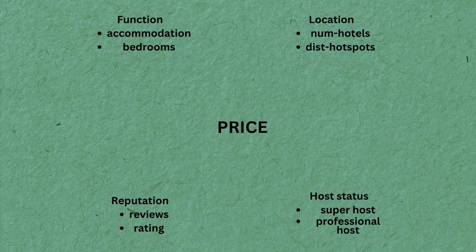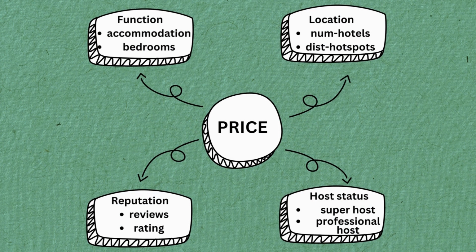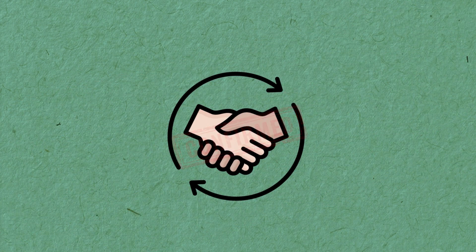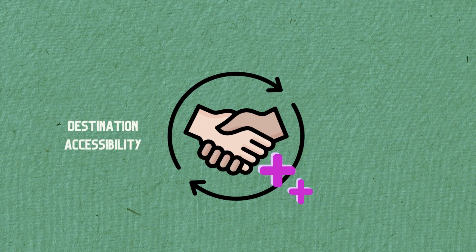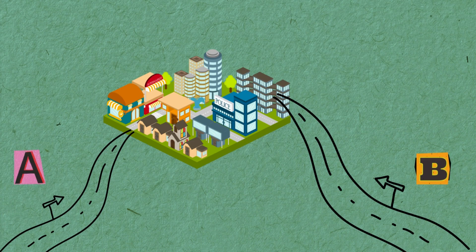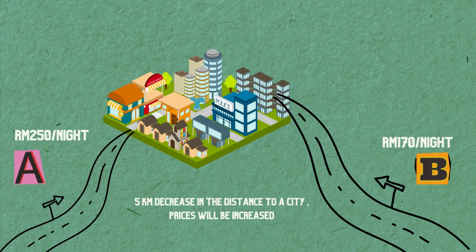The proposed conceptual framework for the hedonic pricing of Airbnb listings includes four aspects: functional attributes, reputational attributes, host status attributes, and locational attributes. Existing studies have confirmed a positive correlation between destination accessibility and listing prices, that is, the closer to the destination, the higher the listing price. For example, for every 5 kilometers decrease in the distance to a city, prices will increase.